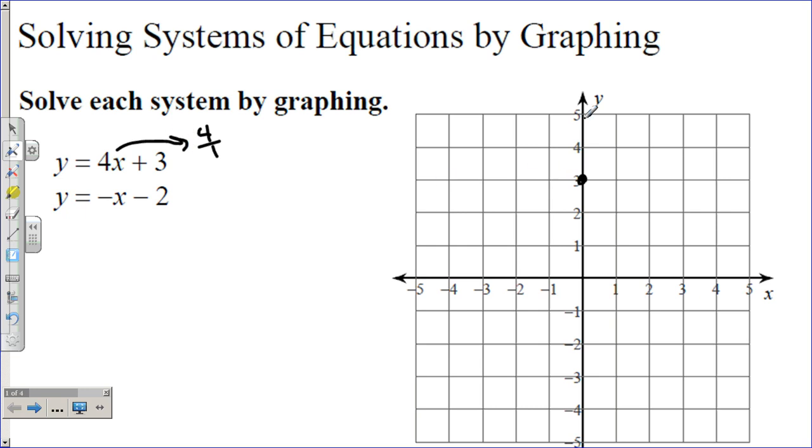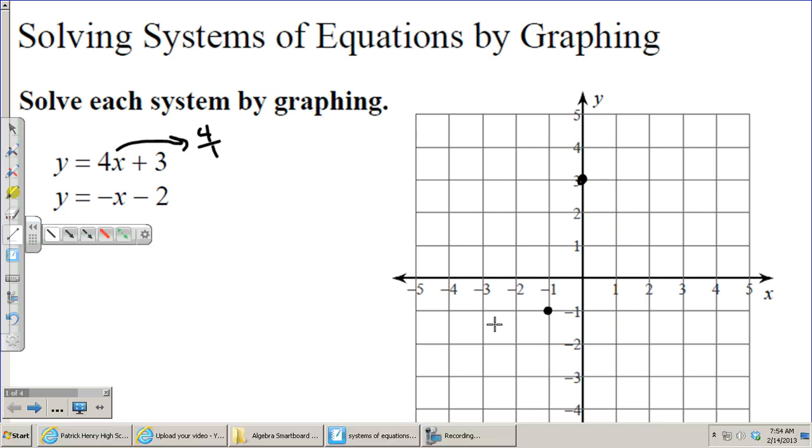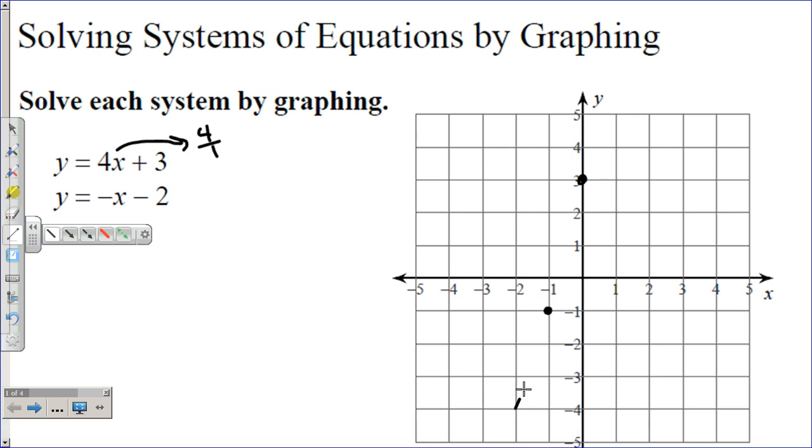So 4 over 1. Now normally when we do slope, we would go up 4 and over 1. But this graph doesn't. So now I'm going to go down 4 and do the opposite and go left 1. So I'm going to go 1, 2, 3, 4, and over 1. Okay, so there's the points for that line. And we can plot this line that goes right through those points.